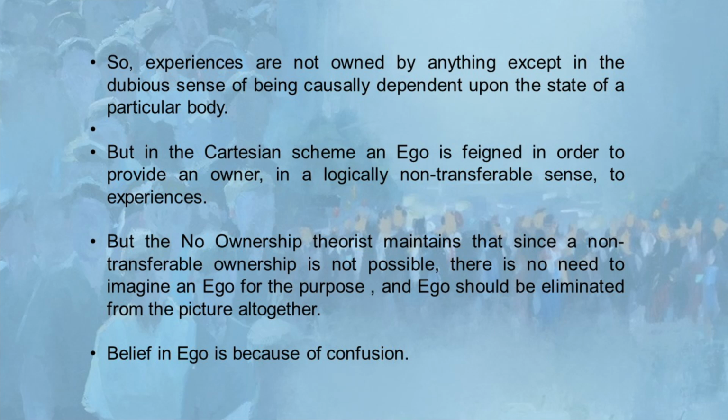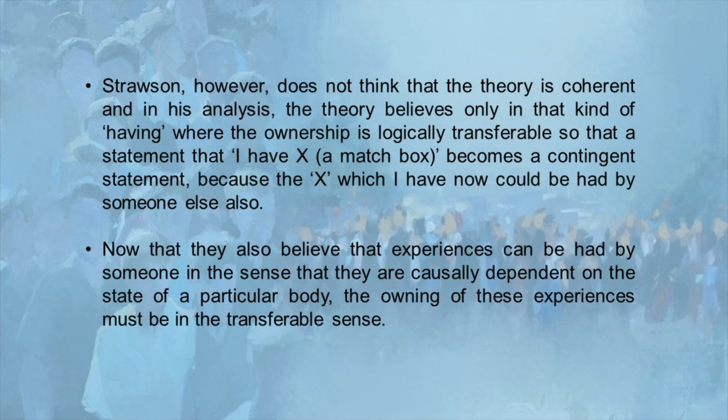So experiences are not owned by anything except in the dubious sense of being causally dependent upon the state of a particular body. But in the Cartesian scheme, an ego is feigned in order to provide an owner, in a logically non-transferable sense, to experiences. But the no ownership theorists maintain that since a non-transferable ownership is not possible, there is no need to imagine an ego for the purpose. An ego should be eliminated from the picture altogether. Belief in ego is because of confusion. Strawson, however, does not think that the theory is coherent.